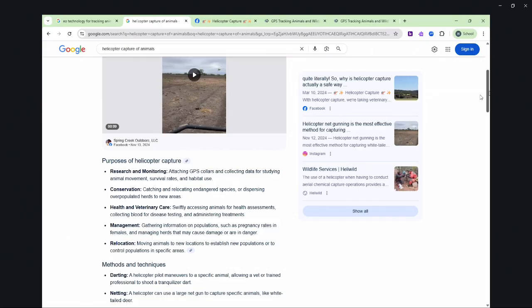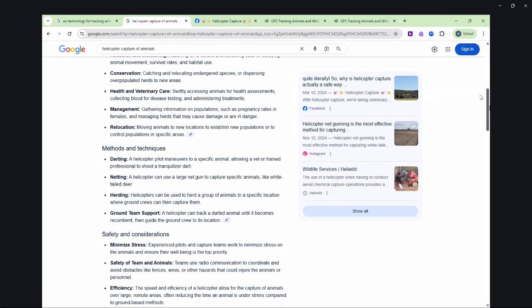The methods to do this are darting. A helicopter pilot maneuvers to a specific animal, allowing a vet or trained professional to shoot a tranquilizer dart. You can use netting. A helicopter uses a large net gun to capture specific animals like white-tailed deer. Herding: use helicopters to herd the animals, and then you have people on the ground that can capture them. And ground team support: a helicopter can track a darted animal until it goes to sleep, and then you tell the crew where to get to. Okay, so those are all methods and techniques.